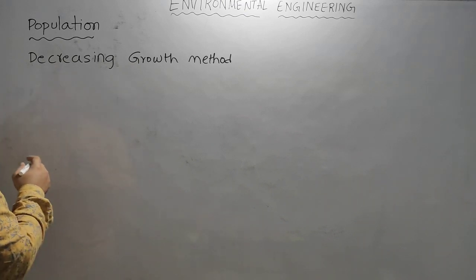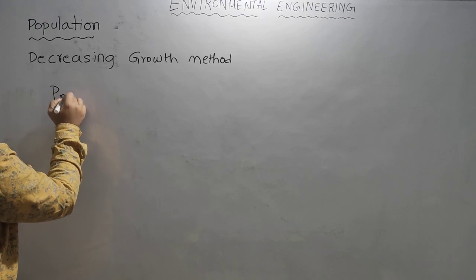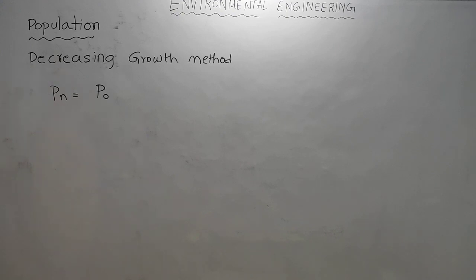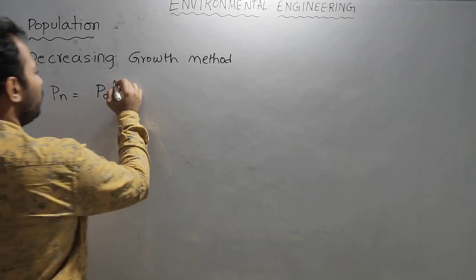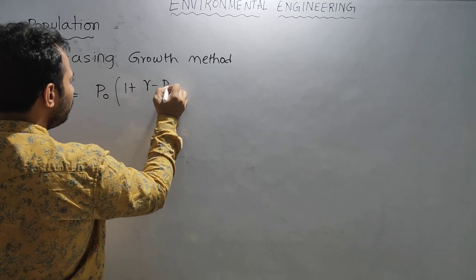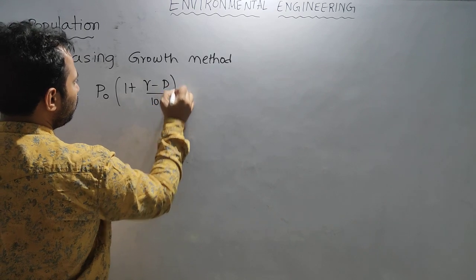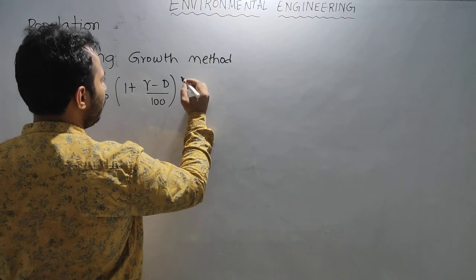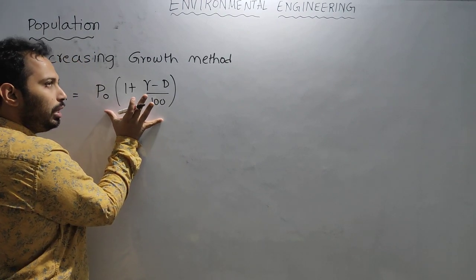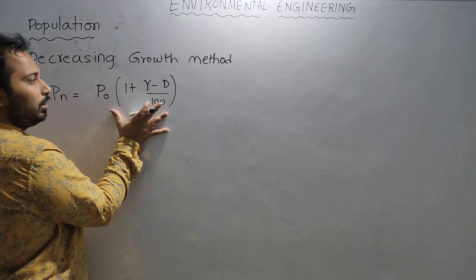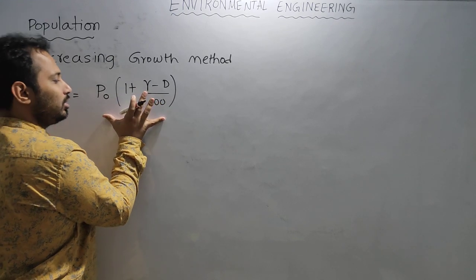If you want to find for n decades, with the latest known population of P naught, then for the first decade the population will be P naught into 1 plus R minus D by 100. This is the population of the first decade. For the next decade, the second decade, this will be based on P1. This is the latest known population, and this is the first decade population.